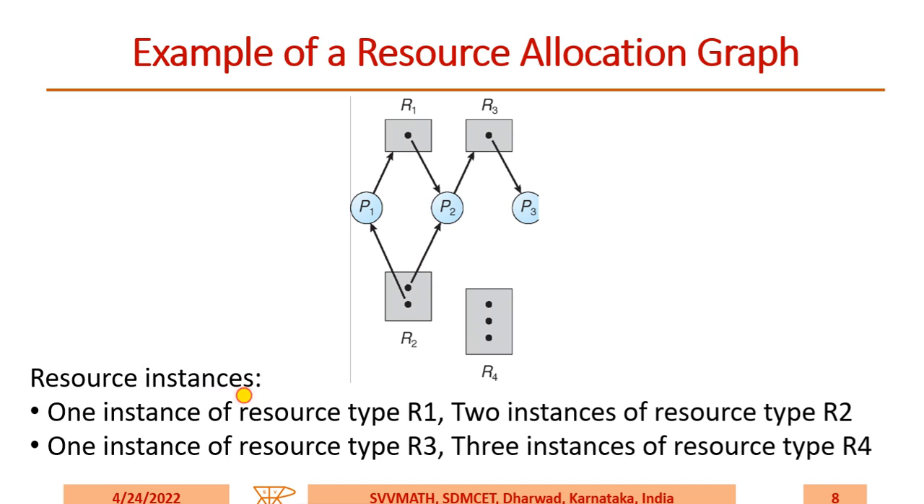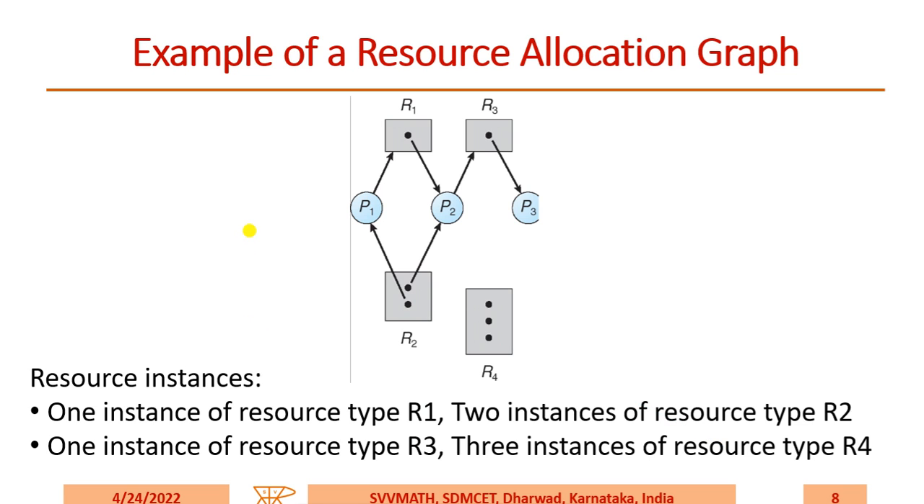Now, the resource instances in this diagram. We have 1 instance of resource type R1, 2 instances of resource type R2, 1 instance of resource type R3, and 3 instances of resource type R4.